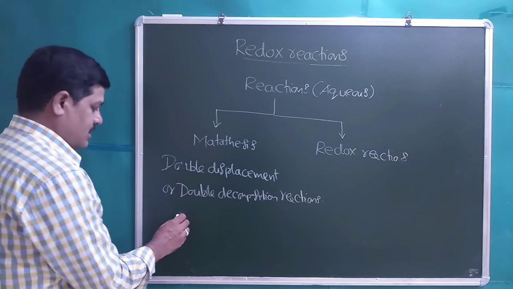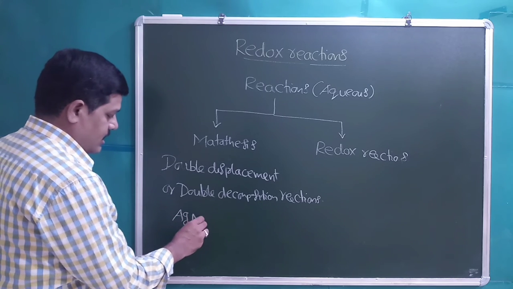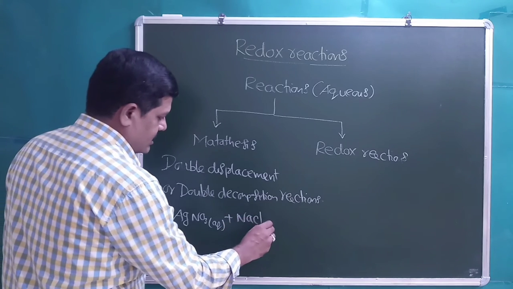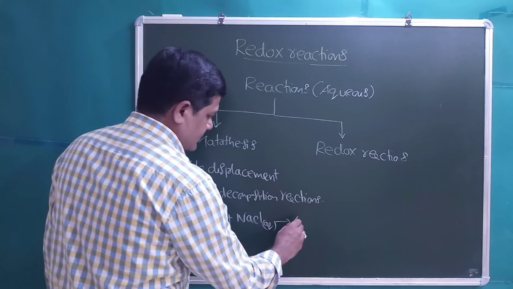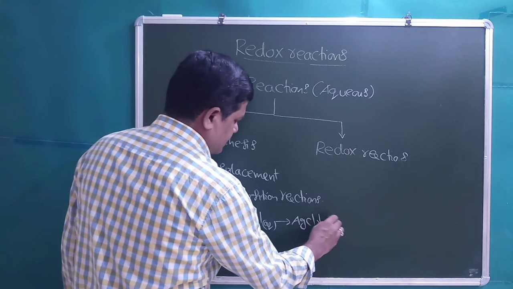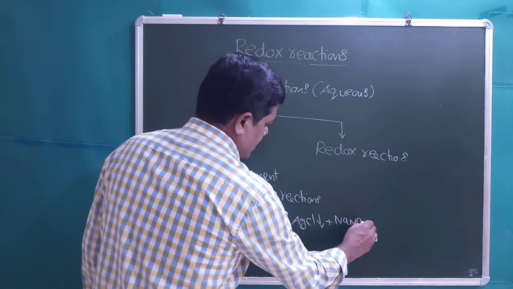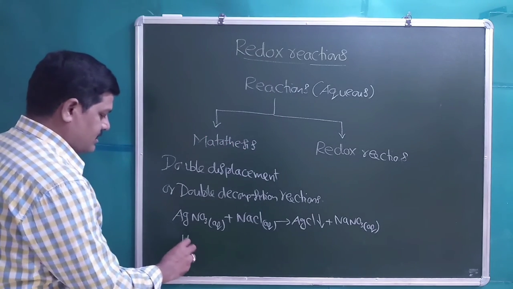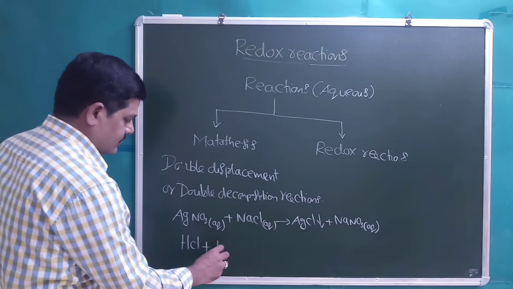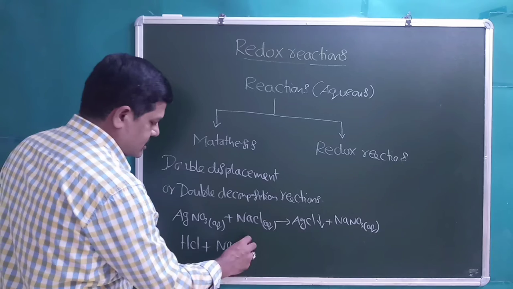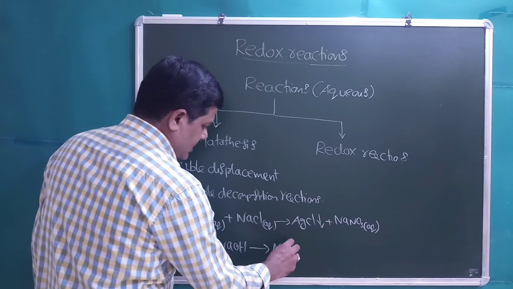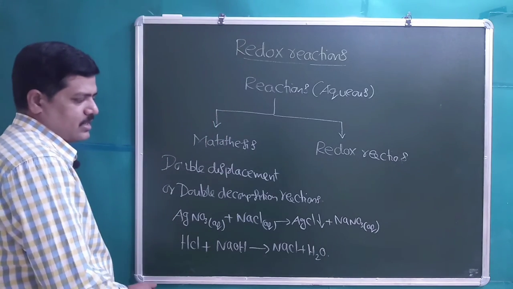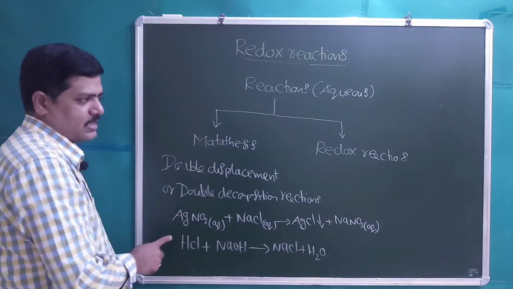Like precipitation reactions, AgNO3 aqueous plus NaCl aqueous gives rise to AgCl precipitate plus NaNO3 aqueous. And acid base reactions like HCl plus NaOH gives rise to NaCl plus H2O. These are double decomposition reactions which are known as metathesis reactions.